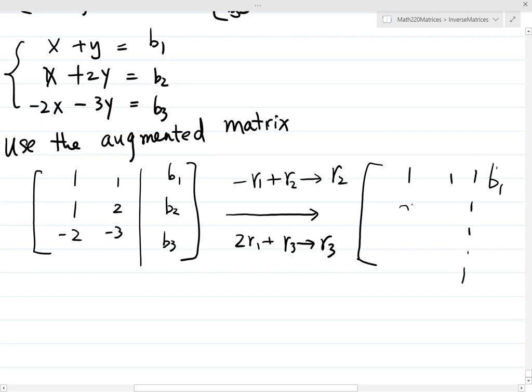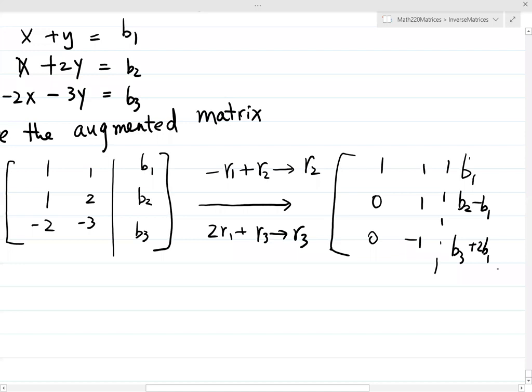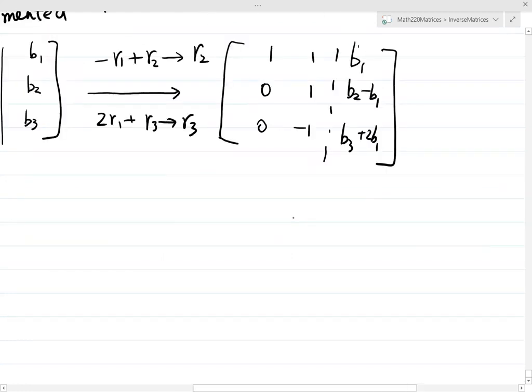Now this you get a 0, this you get a 1. This you get b2 minus b1. Now this you get a 0, you get a negative 1, you get b3 plus 2b1. Okay. And then we do row operations. Now you let R2 plus R3 replace R3.